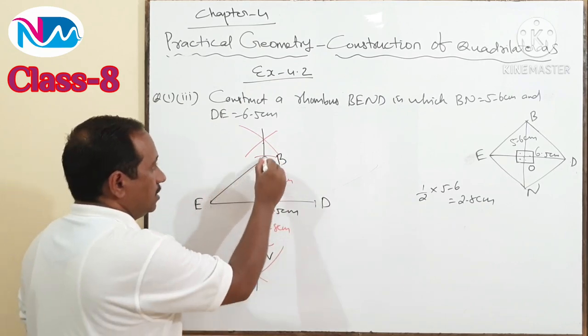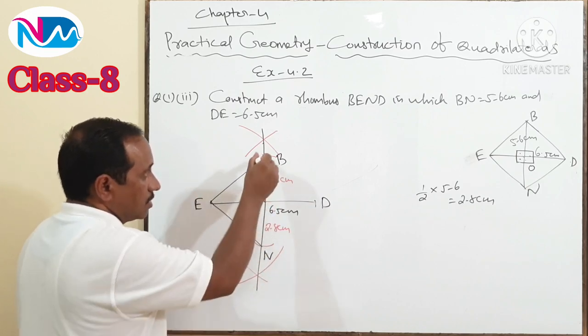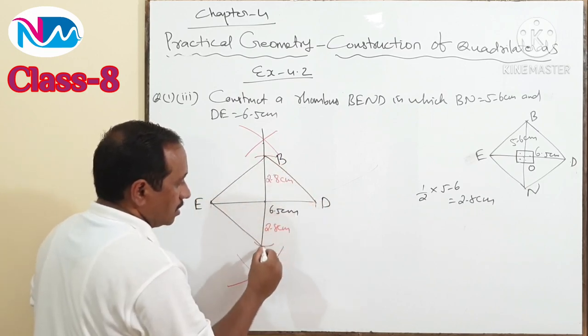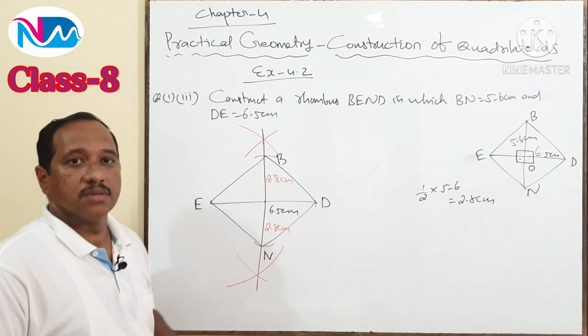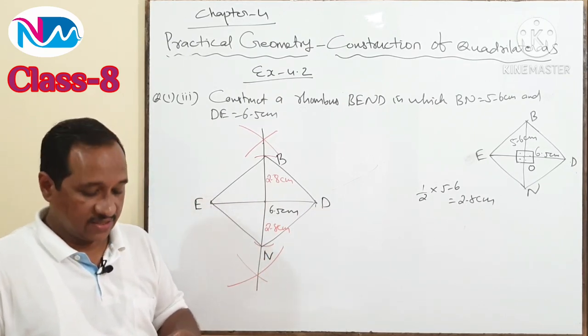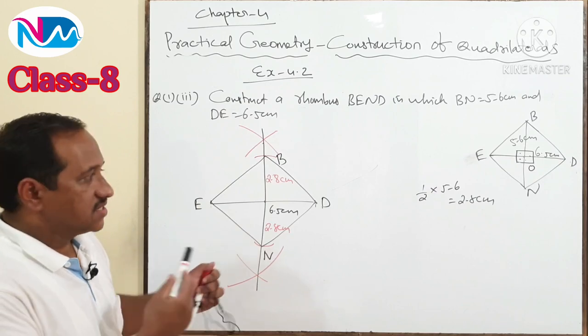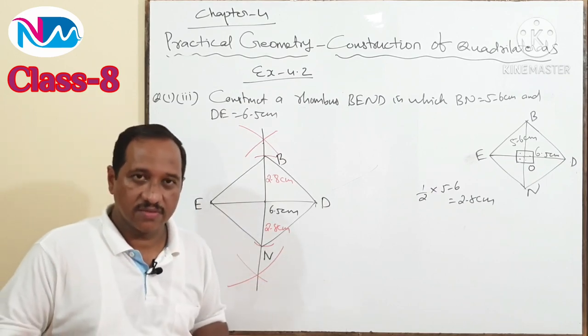Join BE, EN, BD, DN. The rhombus BEND is complete. So this is an exceptional construction.